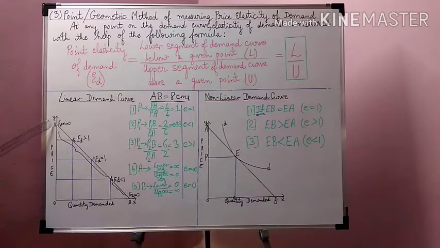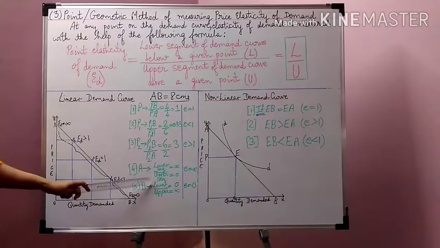Come to point A at the top. It touches the y-axis. Here, point A. So elasticity of demand is infinite. The whole thing is the lower segment, which is infinite, no limit, and the upper segment is 0, so it is infinity upon 0.